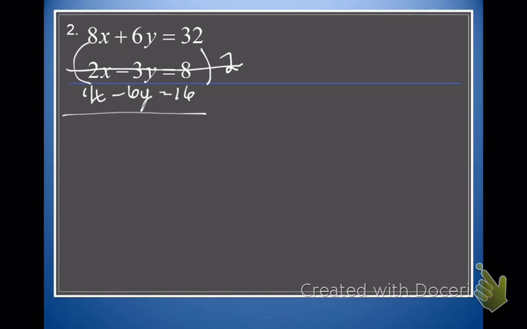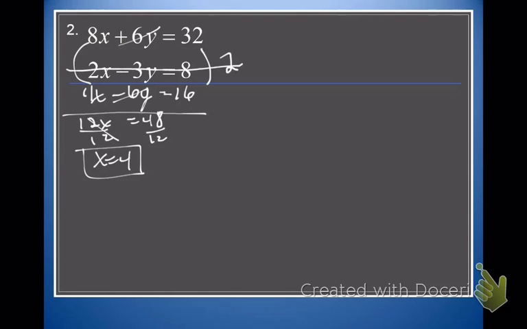Okay? Now, add your 2 equations. 8x plus 4x is 12x. 6y plus negative 6y is 0. So we eliminate that y. 32 plus 16 is 48. And divide both sides by 12. And so x is 4.